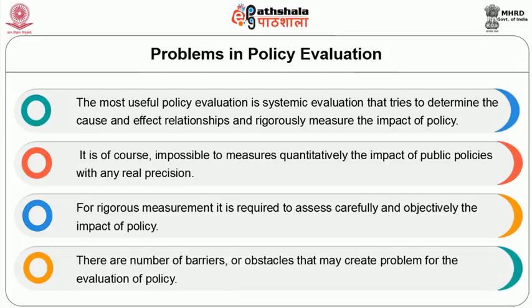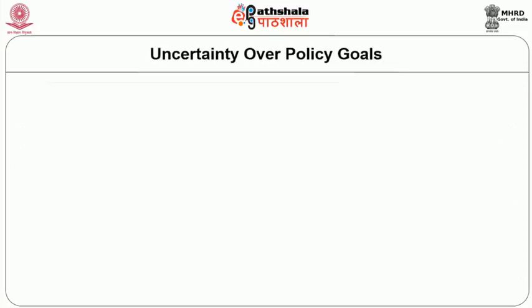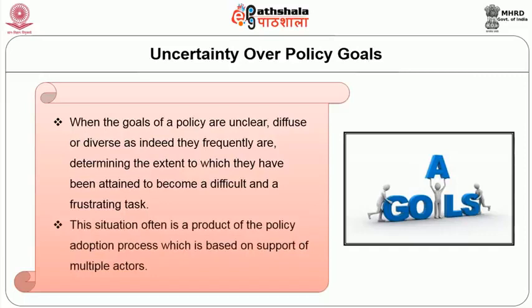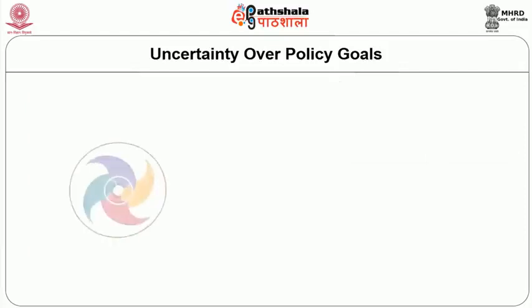There are a number of barriers or obstacles that may create problems for policy evaluation. These are: 1. Uncertainty over policy goals. When the goals of a policy are unclear, diffuse, or diverse, as they frequently are, determining the extent to which they have been attained becomes a difficult and frustrating task. This situation often is a product of the policy adoption process, which is based on the support of multiple actors.